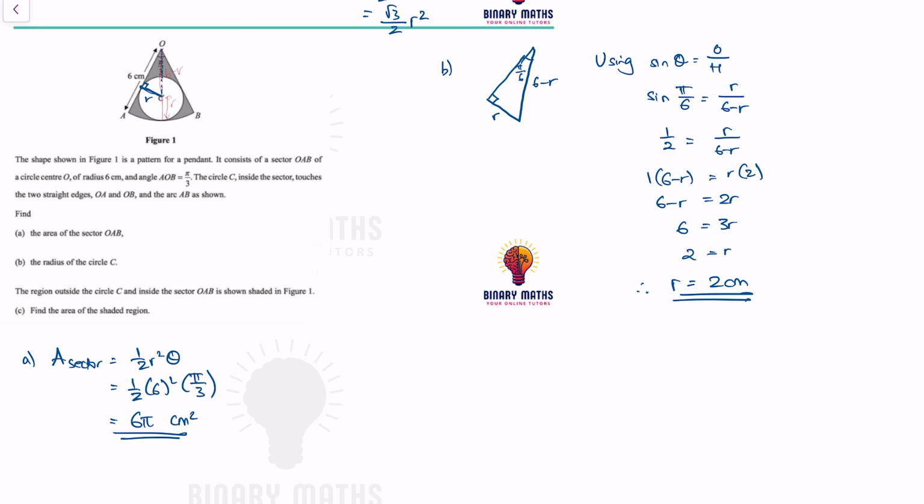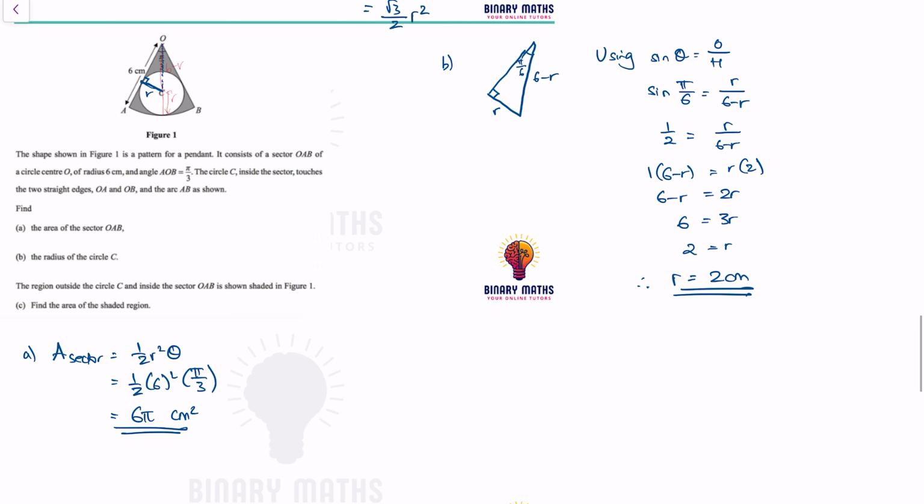The region outside the circle C and inside the sector OAB is shown shaded in figure 1. Find the area of the shaded region. So part C. If I want to find the shaded region, area of shaded region is equal to area of sector take away area of circle. So I've got the sector already, I need to work out the circle.